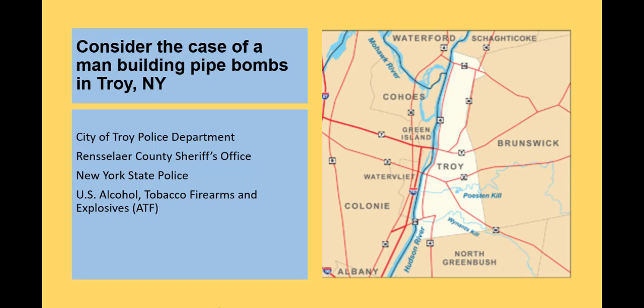They are definitely getting involved, right? If somebody's making pipe bombs, I don't care if it's in Troy, New York, or in Oklahoma City, or Nome, Alaska. If someone in the United States is making pipe bombs, the U.S. Alcohol, Tobacco, Firearms, and Explosives, the ATF, is definitely getting involved in that investigation. And you may even have the Federal Bureau of Investigation, the FBI, involved with this, right? So that's 5 different police departments or 5 different law enforcement agencies involved with the same case.